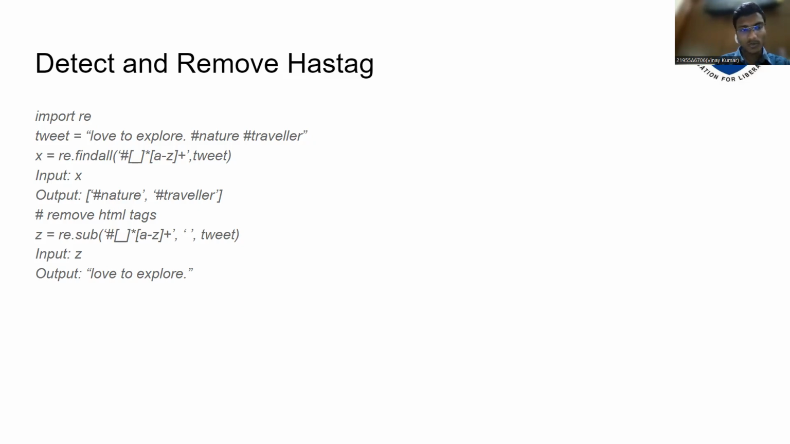If we try to remove those hashtags, considering them like HTML code, we can remove them by using the substitute method, which we discussed earlier. The substitute method will remove those patterns and replace them with another pattern. If we find a hashtag followed by something and replace it with a space, you can see that in the output, the hashtag nature and hashtag traveler have been removed.